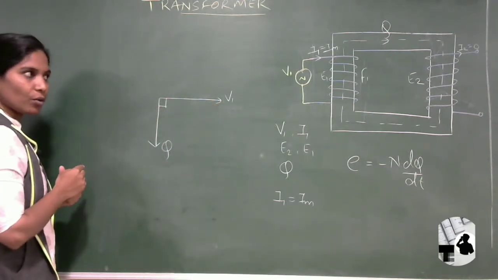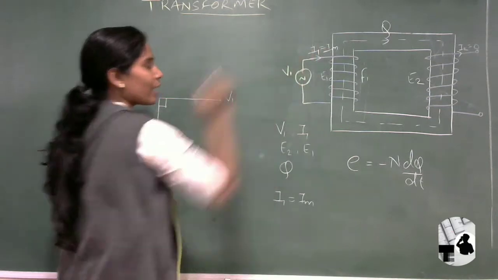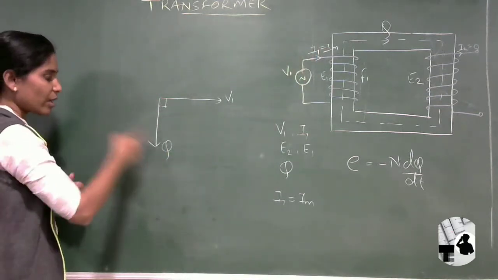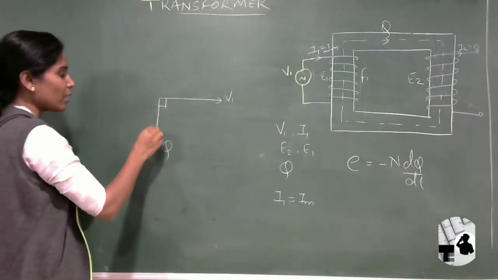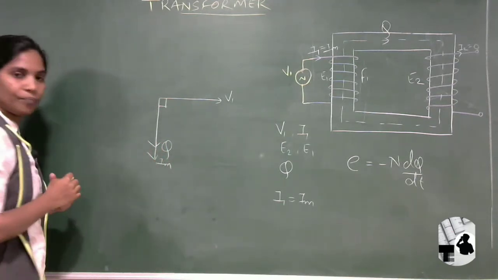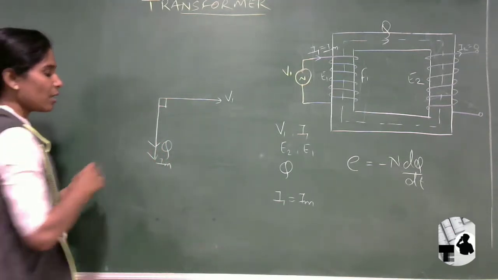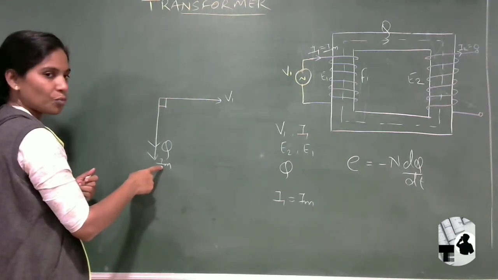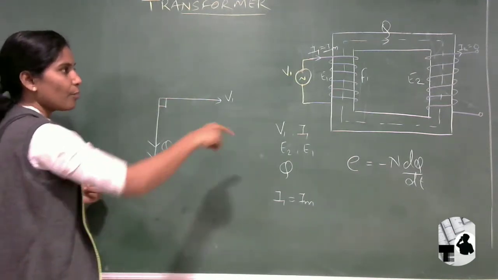Okay, now what is IM? IM is the magnetizing current. This is the magnetizing flux. So both will be in the same phase. So we can draw it like this. This is my phasor for IM. Okay, so we can see that the complete current at the input side is utilized for the magnetic effect.